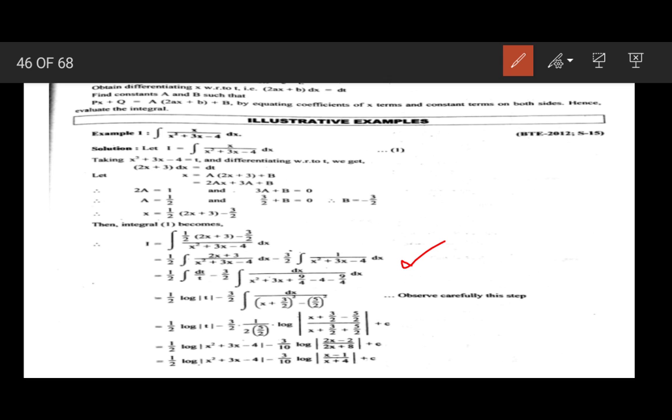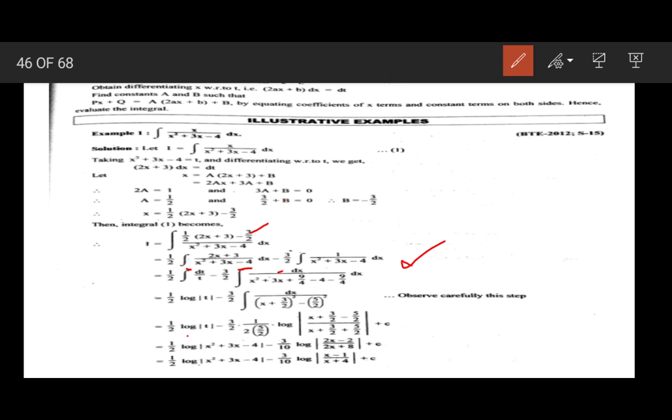Okay, this can be written as 1 upon 2 is a constant. So I will take this 1 upon 2 out from the integration. So 1 upon 2 integral, then here it comes 2x plus 3 upon x square plus 3x minus 4 dx. Then minus second term is 3 upon 2. So 3 upon 2 is constant, so it will come outside. So 3 upon 2 into integral 1 upon x square plus 3x minus 4 dx.